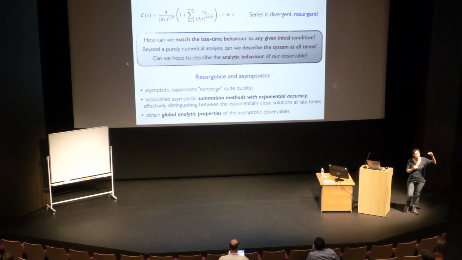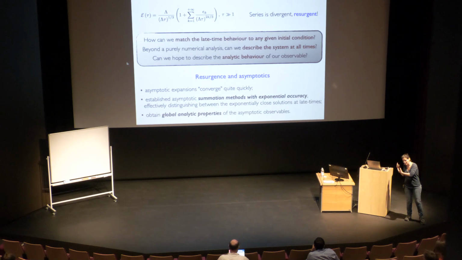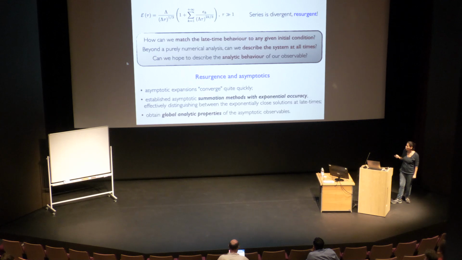Also, there are established summation methods that have exponential accuracy. We were saying that at initial times non-hydrodynamic modes will be exponentially close to each other, so we can't distinguish them. But if you had summation methods that are exponentially accurate, then you're able to distinguish between these, and that means you're able to distinguish between the initial conditions. And if you actually do that, you can indeed obtain global and analytic properties of the system, such as branch cuts, away from even the real line, which is the proper time.